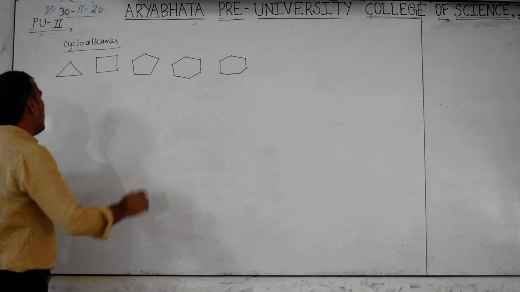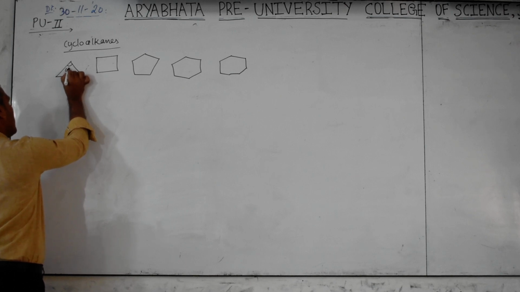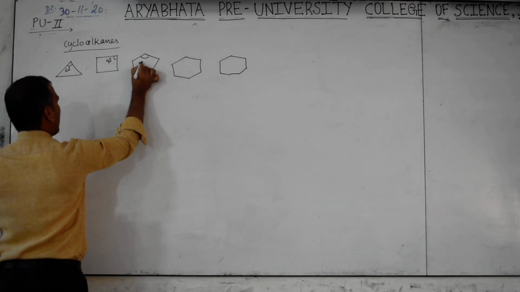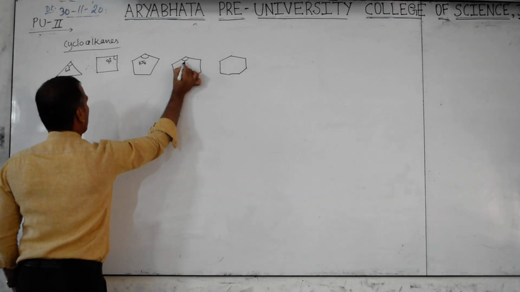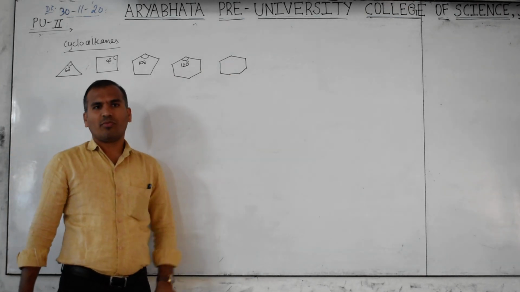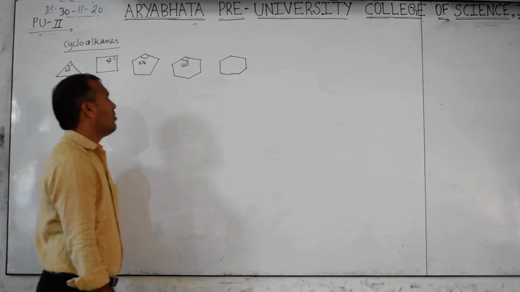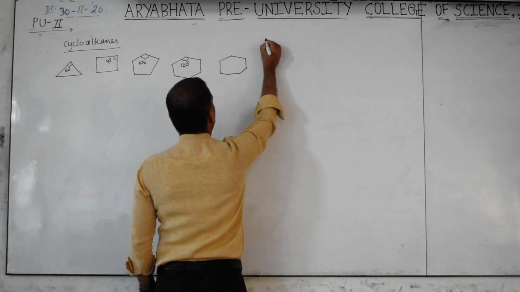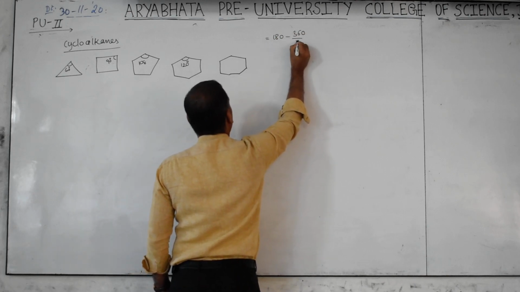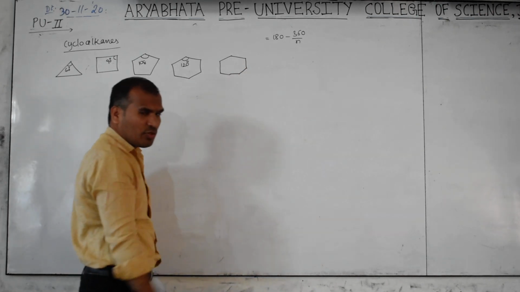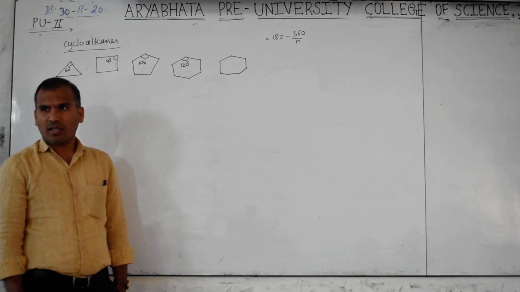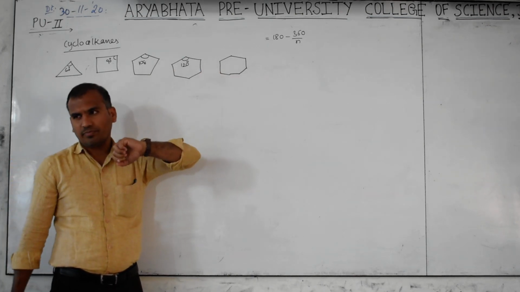Cycloheptane. Here what is the angle? 60 degree. Here what is the angle? 90 degree. Here what is the angle? 108. Here what is the angle? 120 degree. Here it is compulsorily more than 120 degree. But how can you calculate the angles? Angle is equal to 180 minus 360 by n, where n is the number of sides, and all sides should be equal in length. Then only this formula is applicable. Clear? Then calculate and put the angle here.